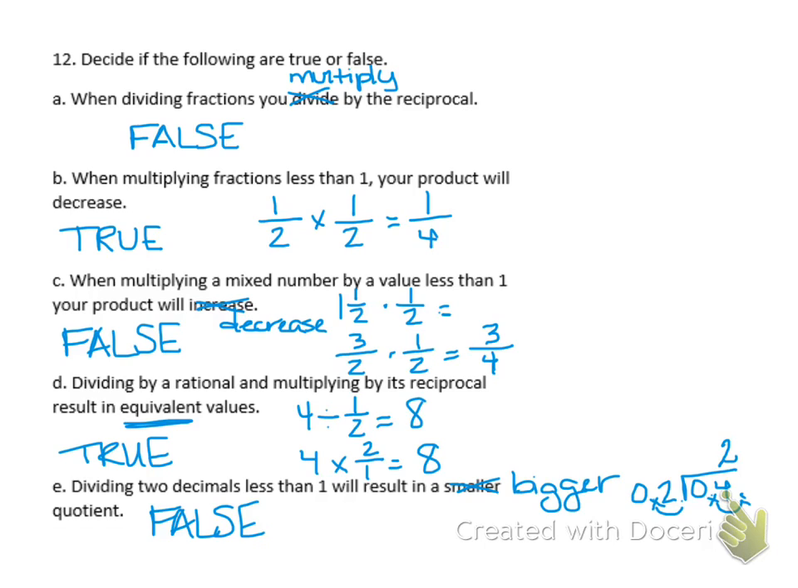E says, dividing 2 decimals less than 1 will result in smaller quotients. So I also tested this one out, and I did 4/10 divided by 2/10, and I saw that my answer was bigger, not smaller. So that statement was false.